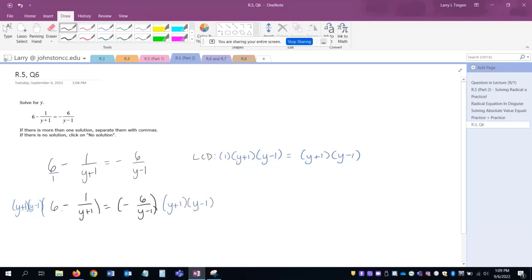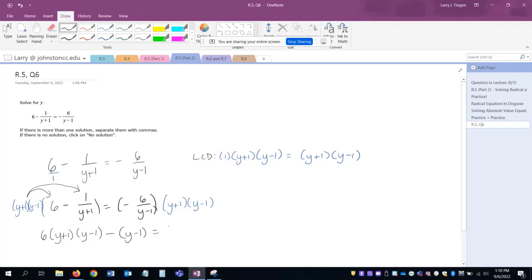Distribute: y plus 1 times y minus 1 times 6 is just 6 times y plus 1 times y minus 1. Y plus 1 times y minus 1 times 1 over y plus 1. Is everybody cool with that step? If I distribute the LCD, those y plus 1s are going to divide away, so I have no fraction anymore. And then I just have 1 plus whatever's left. Well, what's left? The y plus 1 divided by y minus 1 is left. So that's where that's at.